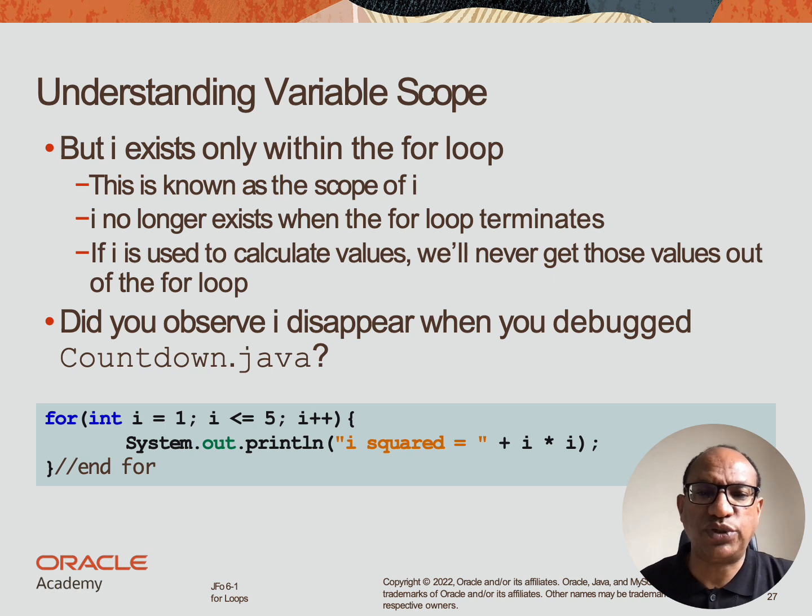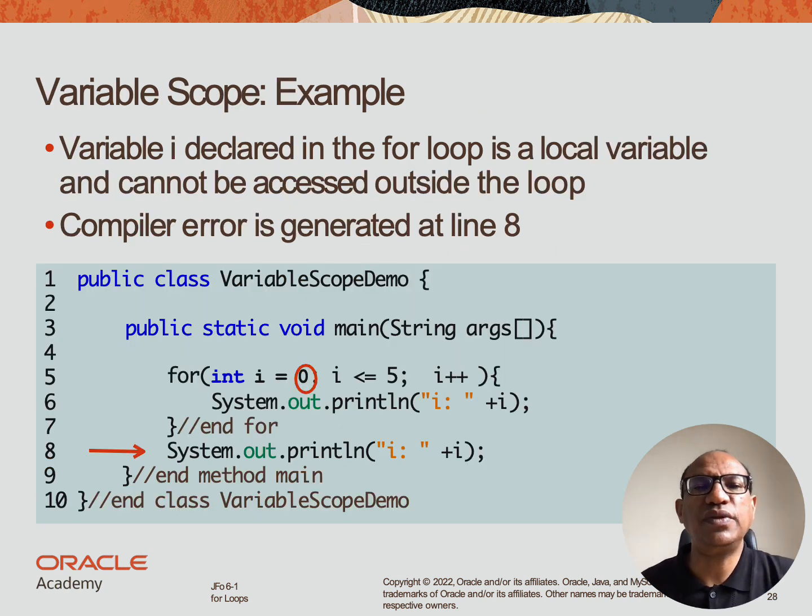Here is a heads up on scope. The loop counter i only exists inside the loop. Once the loop ends, i disappears. That's called its scope. Check out this code. You'll get a compiler error on that last line. i no longer exists.